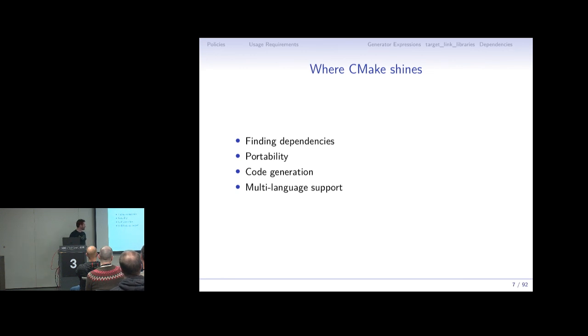Where CMake shines is in finding dependencies. There's a lot of cross-platform, reliable ways to find external dependencies, such as Qt and Boost. It also excels in portability in that you can use it with various build system generators, as I already mentioned, Visual Studio and Make. Code generation: you can define custom commands and custom targets, for example, to generate your mock code in a Qt program. There's also multi-language support. This keeps growing. I think we've got C# and Swift support in CMake now as well. So if you have a multilingual build system, CMake can now handle that too.